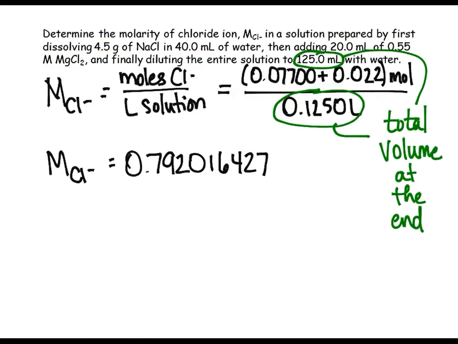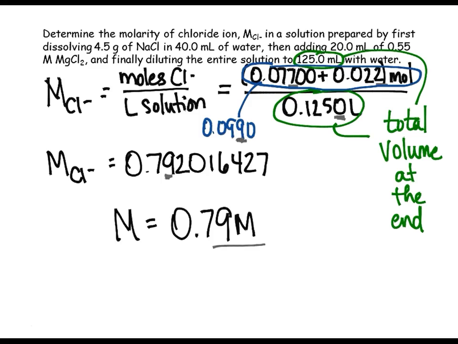So that means that our two numbers on the next slide, that 7 is the least significant digit there, and the 2 is the least significant digit there. Now when we add them together, remember that the addition-subtraction rule says that when we add those two together, we end up getting 0.0990, and that 9 is the least significant digit there. So that number has 2 sig figs. 0.1250 has 4, and so our final answer needs to have 2. So this is my final answer, 0.79 molar.